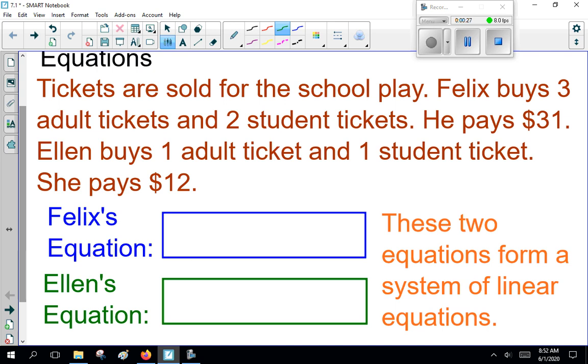Tickets are sold for the school play. Felix buys 3 adult tickets and 2 student tickets. He pays $31. Ellen buys 1 adult ticket and 1 student ticket. She pays $12. Now, can we turn these words into equations? Well, of course we can.